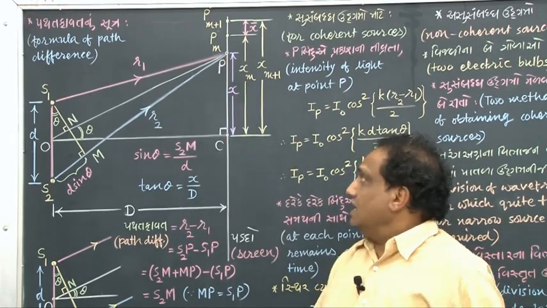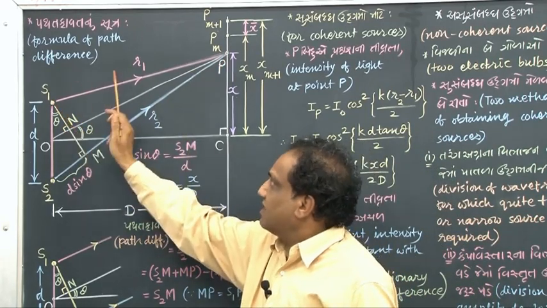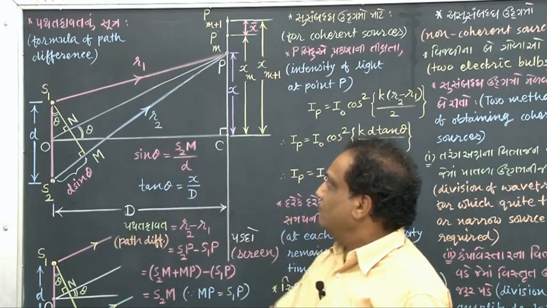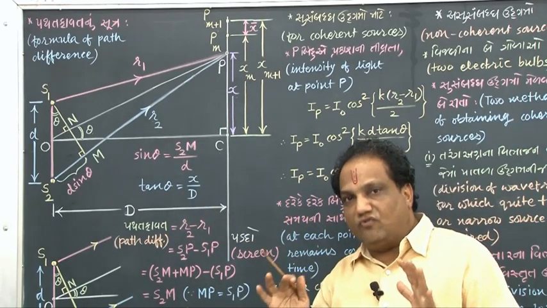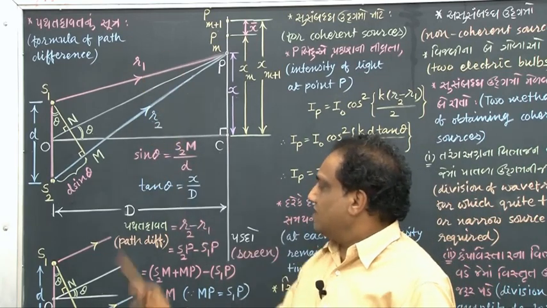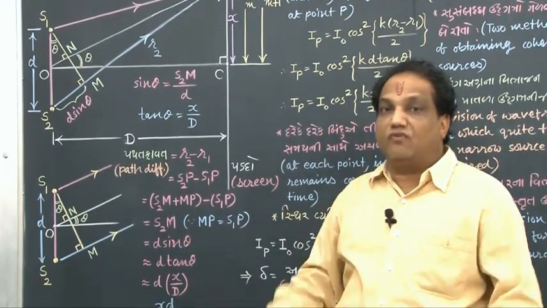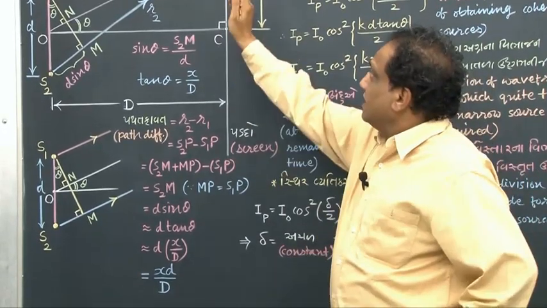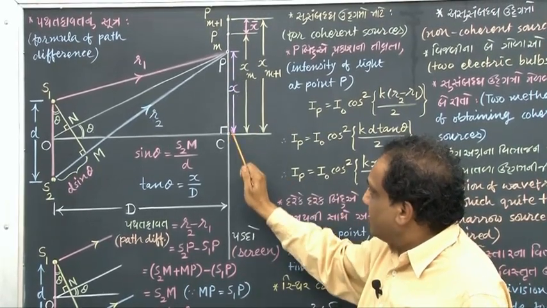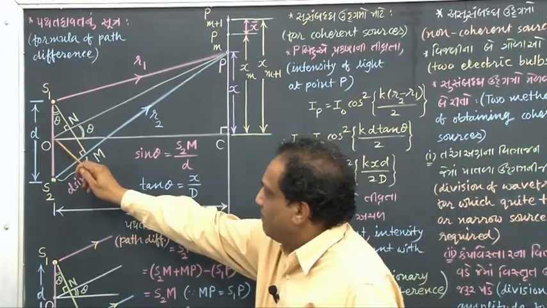Now, the distance of point P from the first source I am taking as R1, and from the second source as R2. Here we have to find the expression for path difference, that is greater path minus smaller path. Path difference I am taking as R2 minus R1. Let us find the formula for R2 minus R1. The distance of point P from the center point C on the screen is CP, and I have shown this distance by symbol x. Now just join O and P.